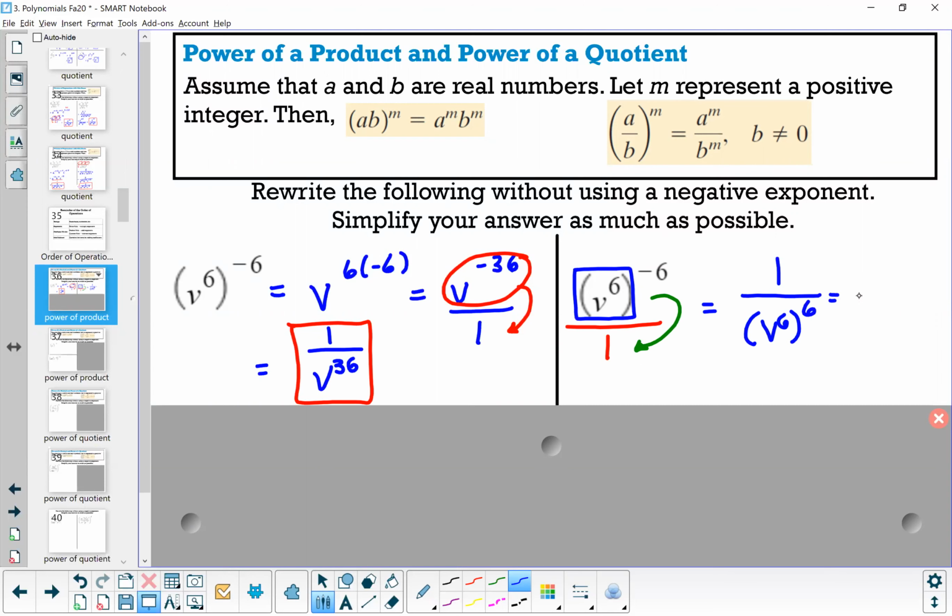And now I want to simplify the denominator. So 1 in the numerator. In the denominator, I still have a power to a power, but the exponents are all positive. So I have v to the 6 times 6, and that's equal to our final answer, 1 over v to the 36th power.